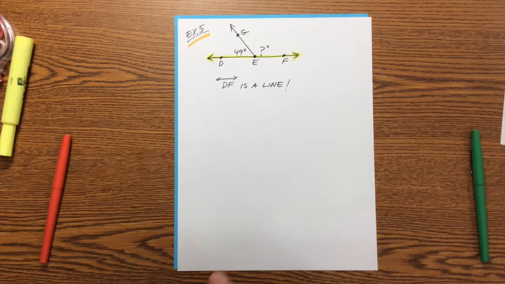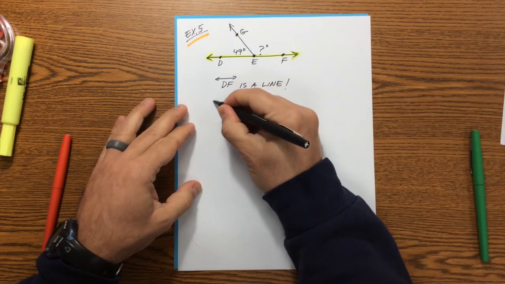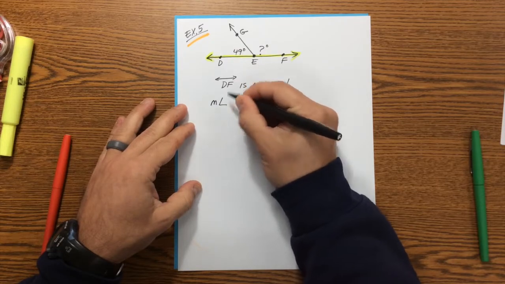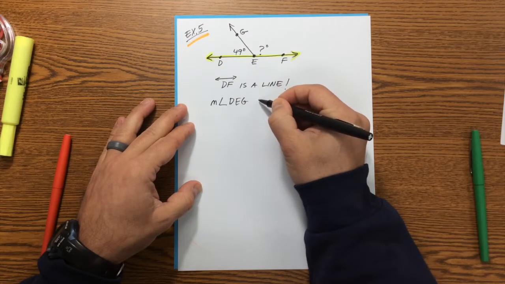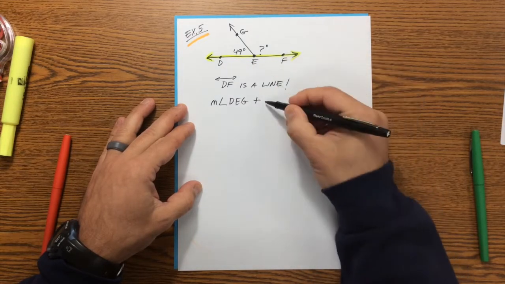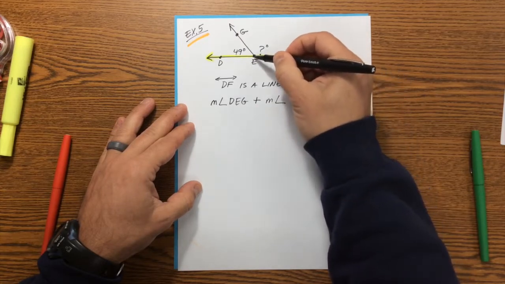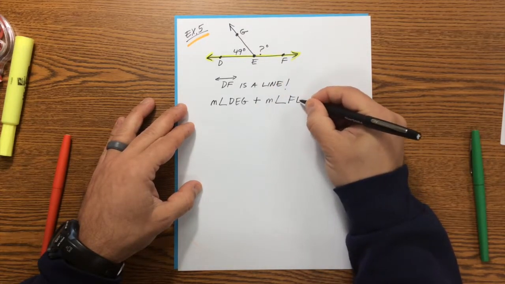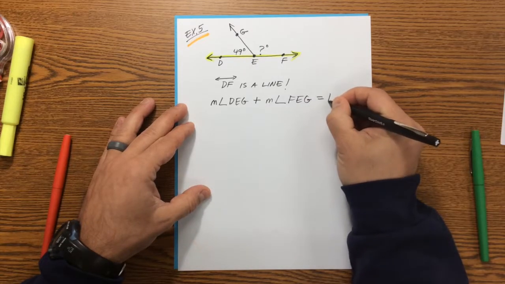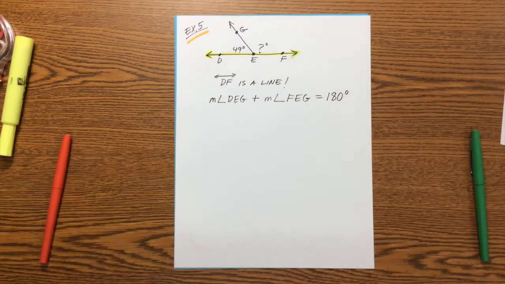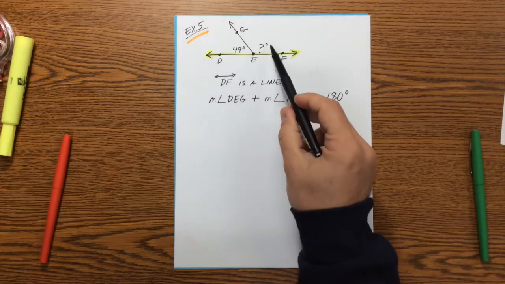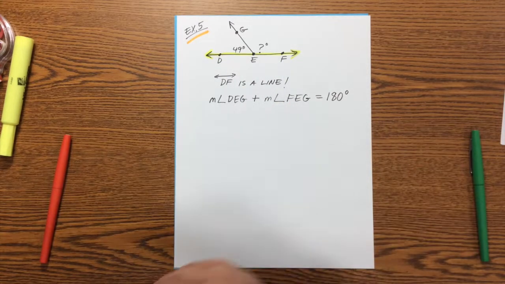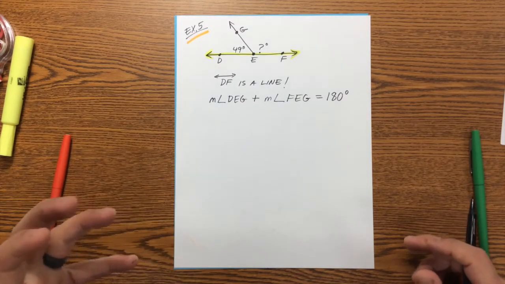Well, because they are supplementary, we know that the measure of angle DEG plus the measure of angle FEG equals 180 degrees. Okay? This is a linear pair, and because they're a linear pair, the measure of these two angles is supplementary. It's going to be 180 degrees. And again, you need to use those rules. Get a cheat sheet with you.